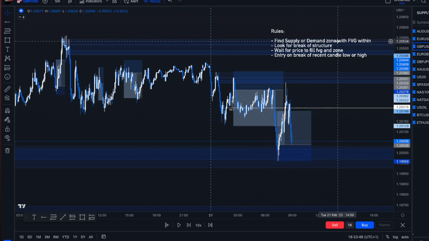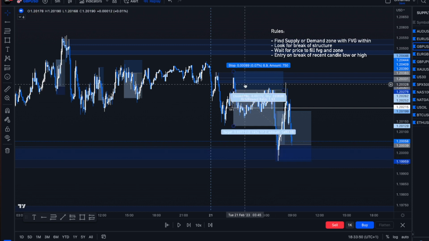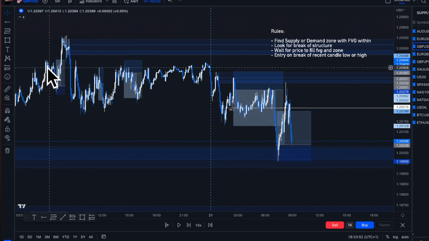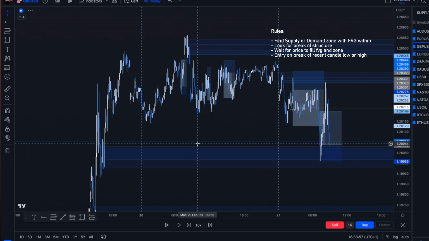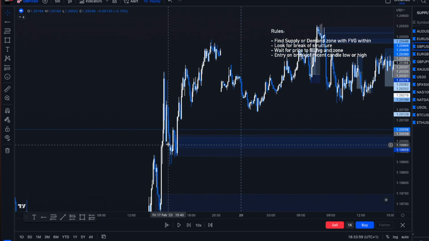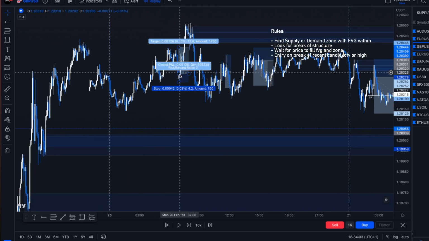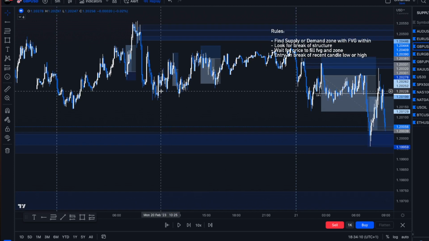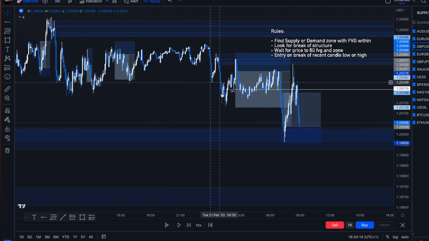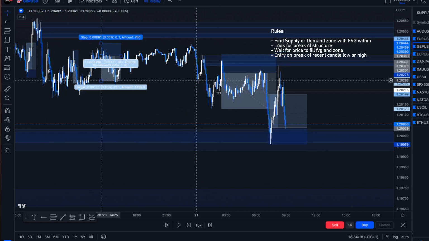Find supply and demand zone with a fair value gap within. Okay, found loads of examples with that happening. Look for breaker structure. Okay, so for example, this, we didn't go through that one, but this zone broke this structure, so that is an important zone. Okay, this one broke this structure. This one here broke this high structure. What happened here? This one broke this structure, and this one broke this structure, and actually major structure to the left here as well. So looking for that.